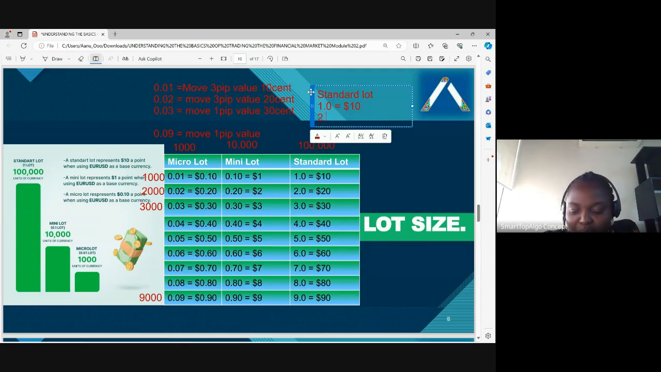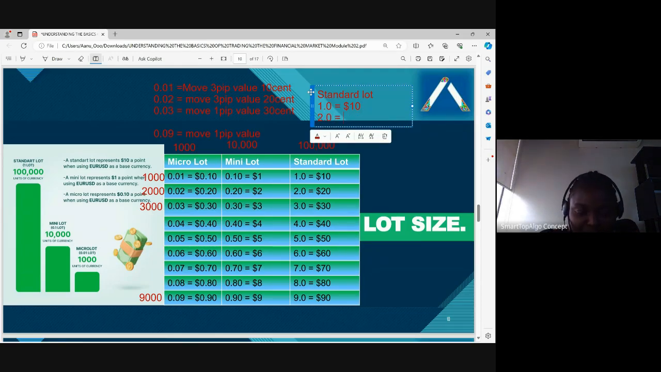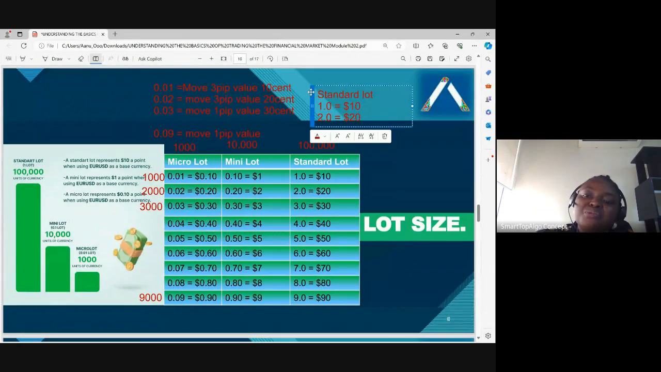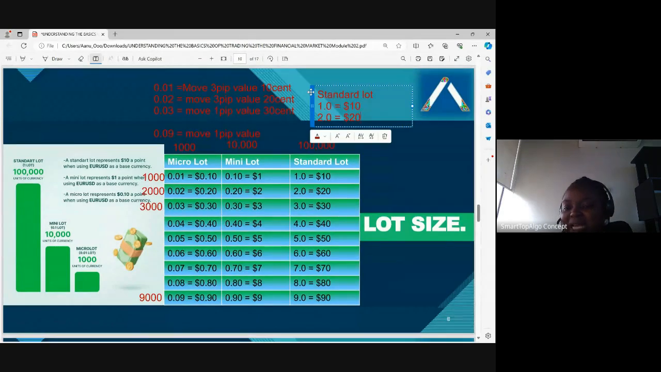If it moves 2.0, every pip movement is $20. 1 pip, $20, 2 pips, $40, 3 pips, $60. And if it moves against you, that is how you will lose too. And the standard goes to infinity: 9.0, 10.0, 100.0, 1000.0. It goes to infinity. So this is how you risk or trade in forex.